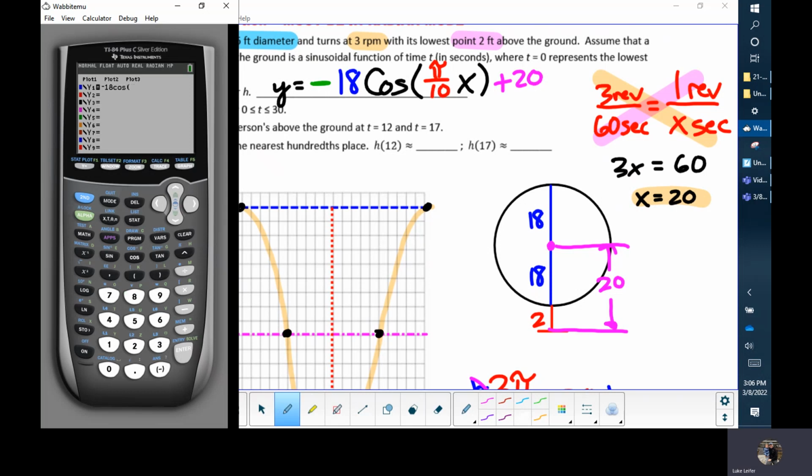There's those parentheses I was talking about. Use the pi button. Divided by 10 times x. I don't even need to put multiplication. It'll know to do that. Close my parentheses, plus 20.